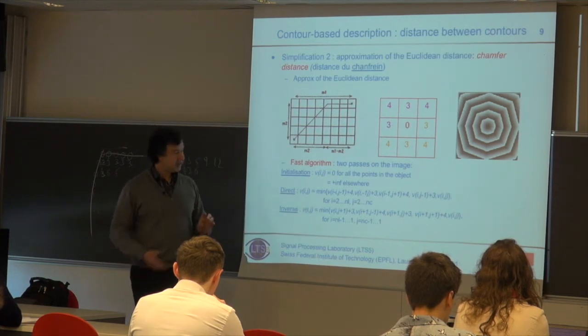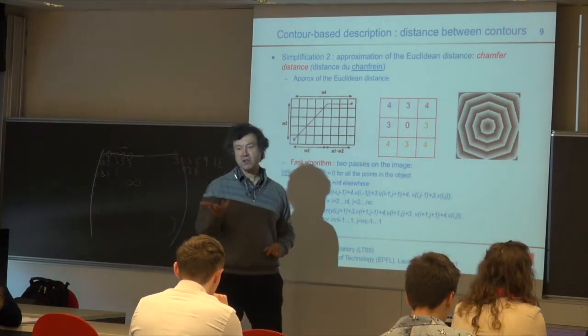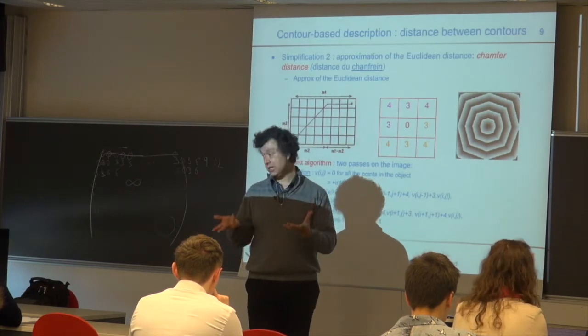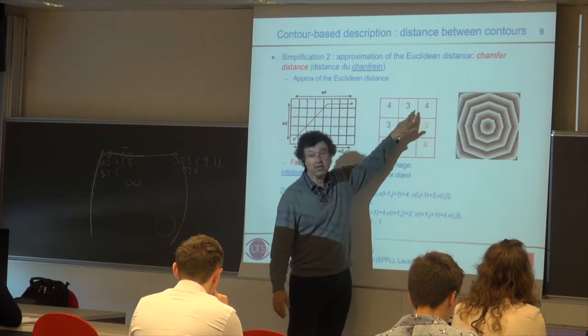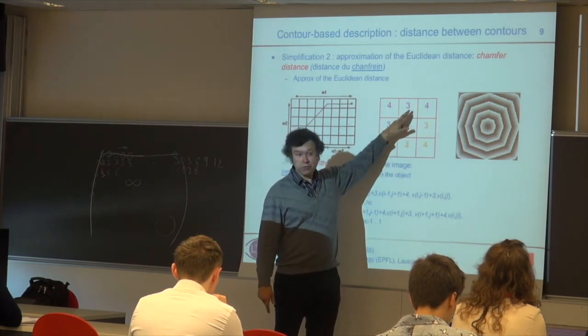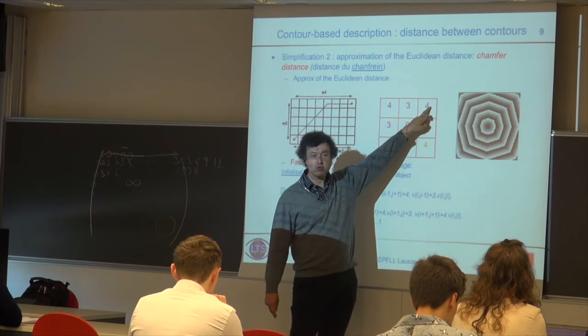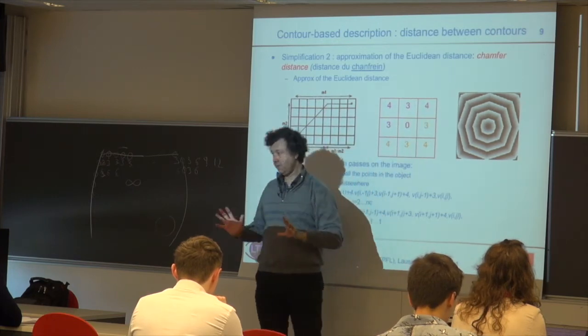Okay? And at the end of the day, you get something which is very similar to a Euclidean distance map, a real distance map. It's not totally Euclidean because these are not really the values of a Euclidean distance. It should be 1 and square root of 2. But it's close to that.